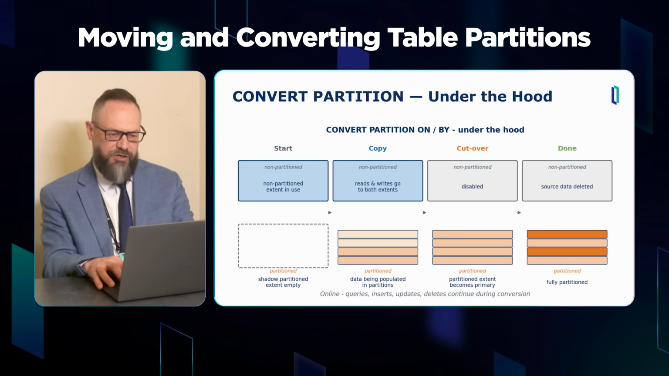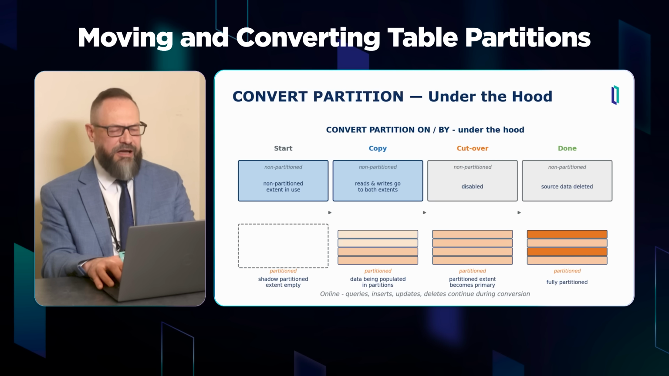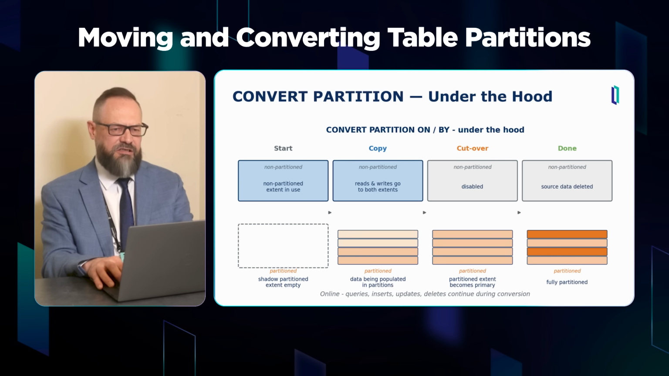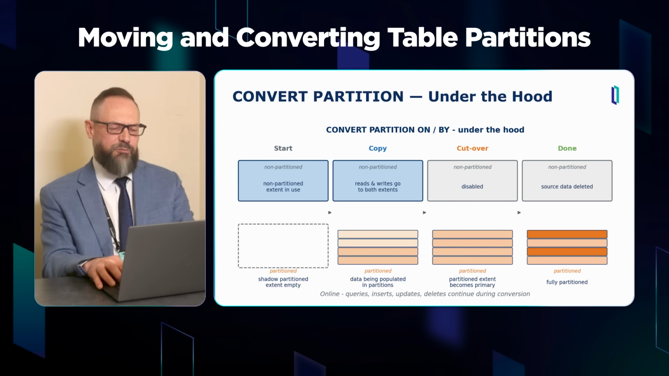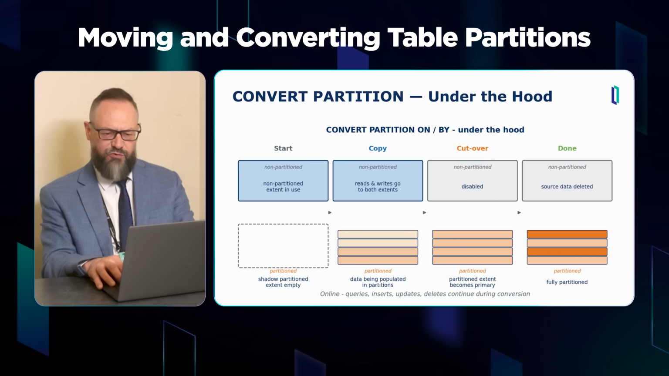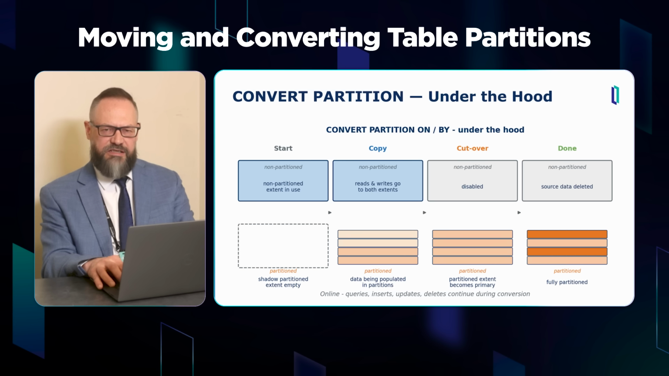What's happening under the hood? When we start the conversion, we create a shadow copy, empty at first, and we start moving one bucket at a time. We combine the rows into buckets, we combine them into partitions, we map them appropriately, and we move them into the new table. This whole process is online. Your queries will never stop, your updates will never stop. It's totally transparent to the user. When all data are moved, we disable the original table, the partitioned extent becomes primary, and when it's done, the source data will be deleted, and your table will be fully partitioned.